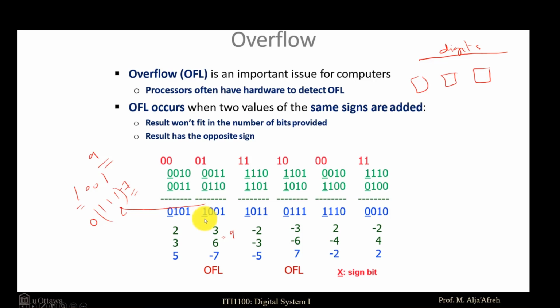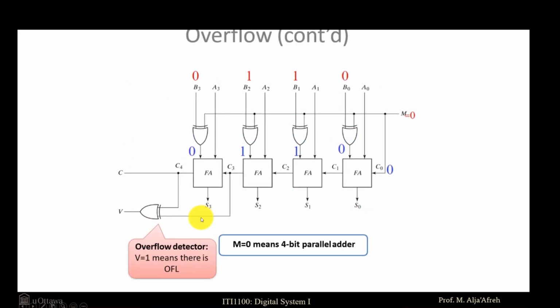So basically, the way to do so is by XORing the carry that's coming into the last full adder and the carry that is produced from the last full adder. Or, as you can see, by XORing the carry coming into the full adder that produces the sign, as well as the sign bit. Okay, so let's take a look at our example here.